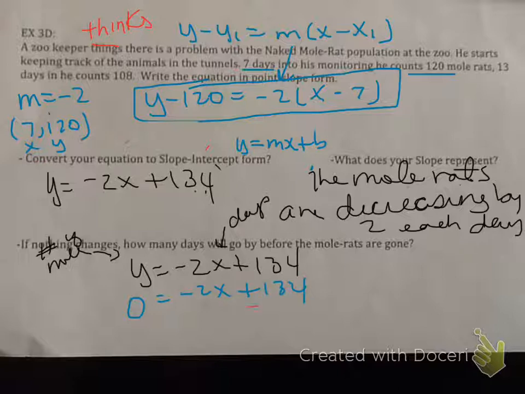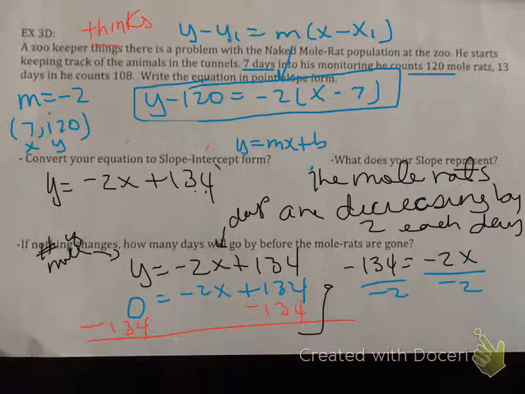Now I want to get x by itself, so I'll subtract 134 from both sides. That gives me a negative 134 equals a negative 2x. Now I'm going to divide both sides by negative 2, and those cancel out. That means x is going to equal, when you divide 2 into that, 67. So in 67 days, there'll be no more mole rats. They'll be all gone.